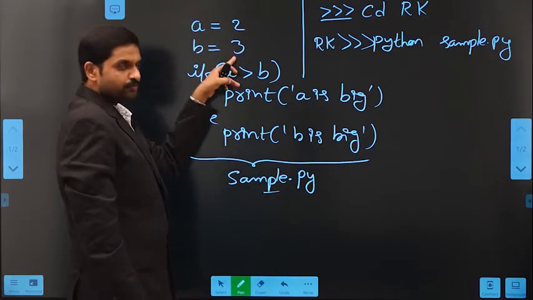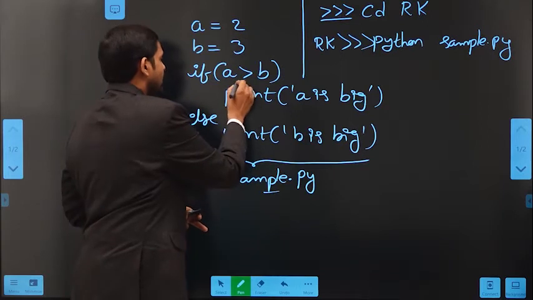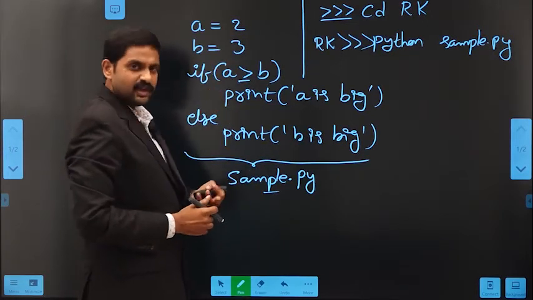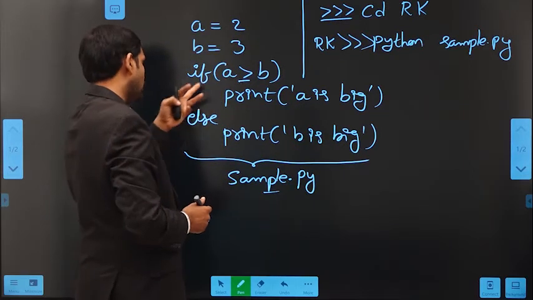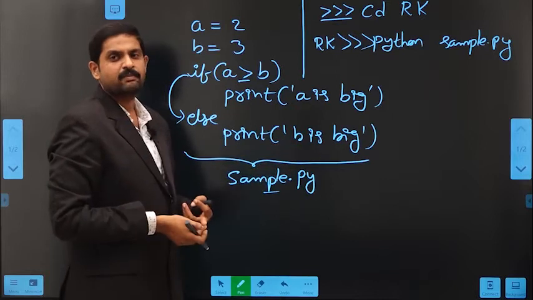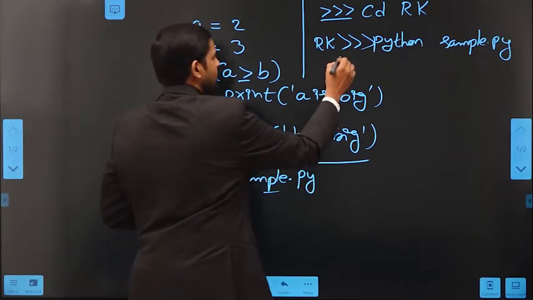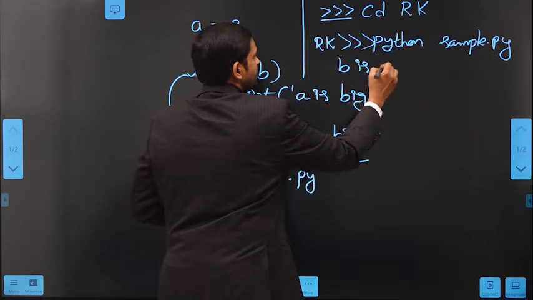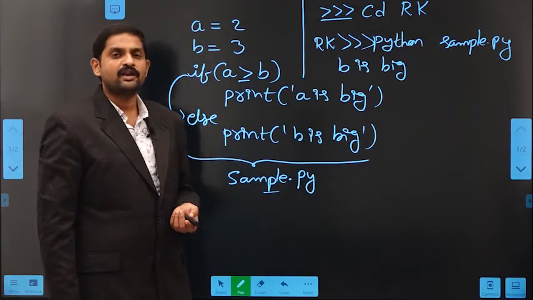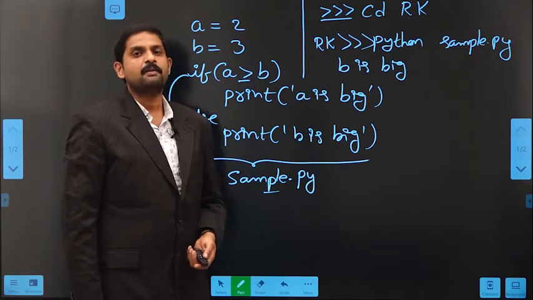a equal to 2, b equal to 3. It is the comparison operator. 2 greater than 3. Is it true? No. Control goes to the else block. So it prints the statement b is big. Output will be displayed here. This is the way to run your program from the command prompt.